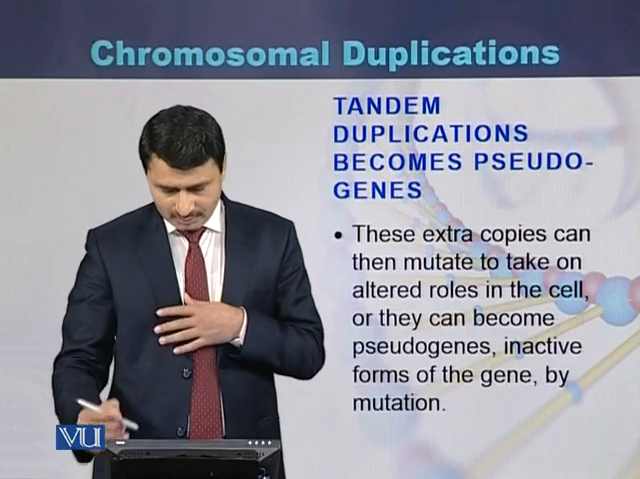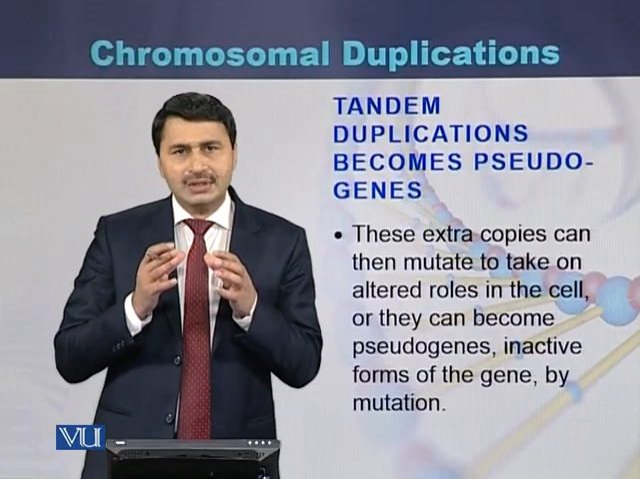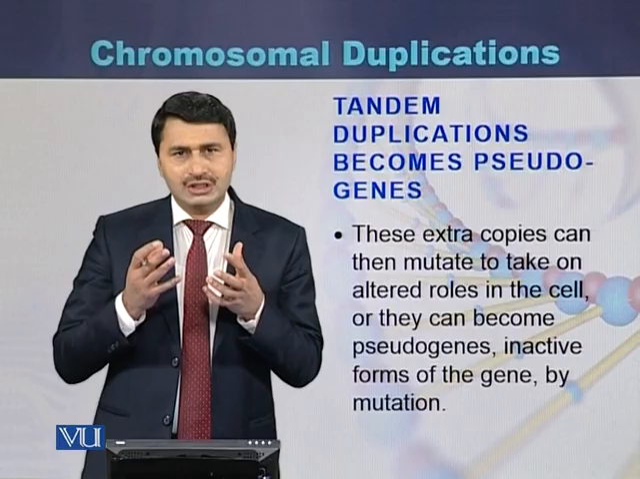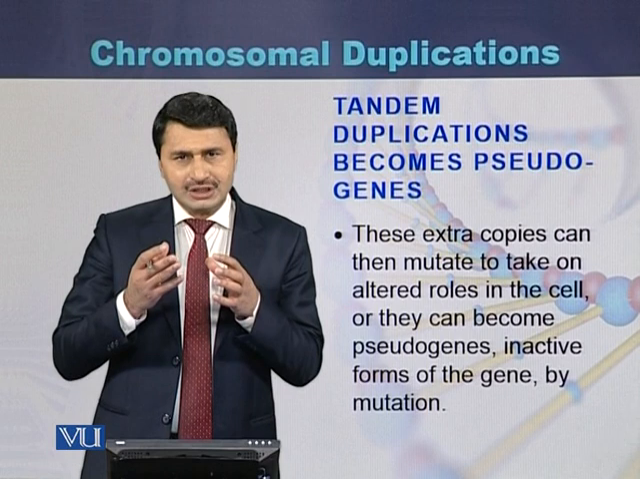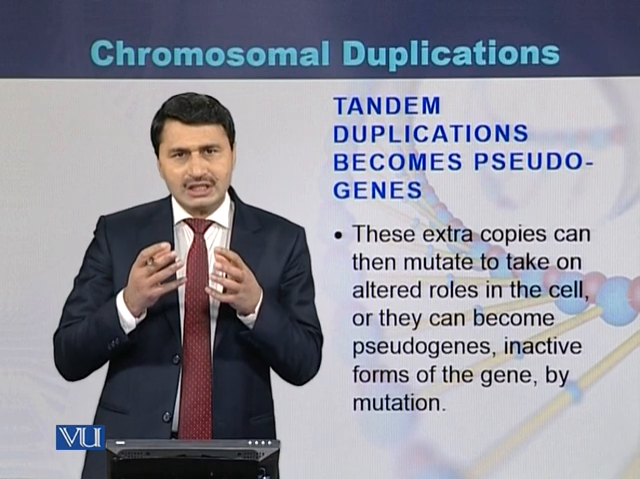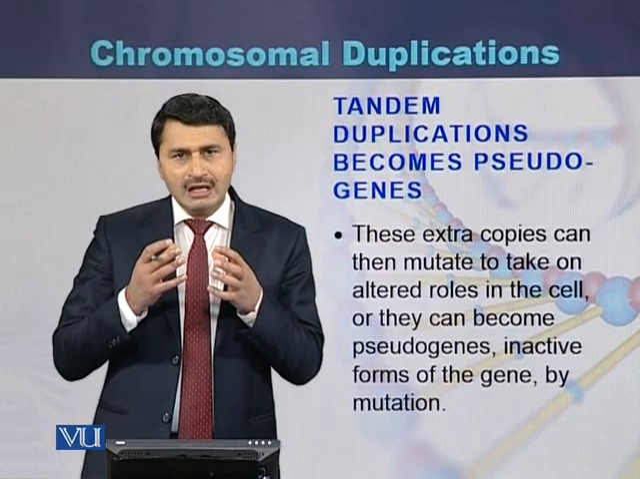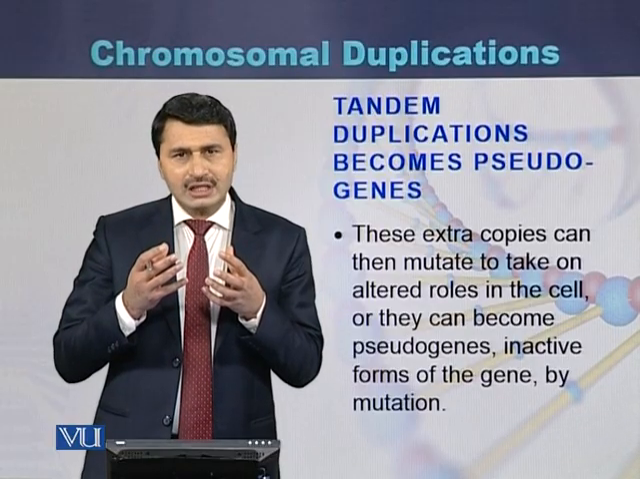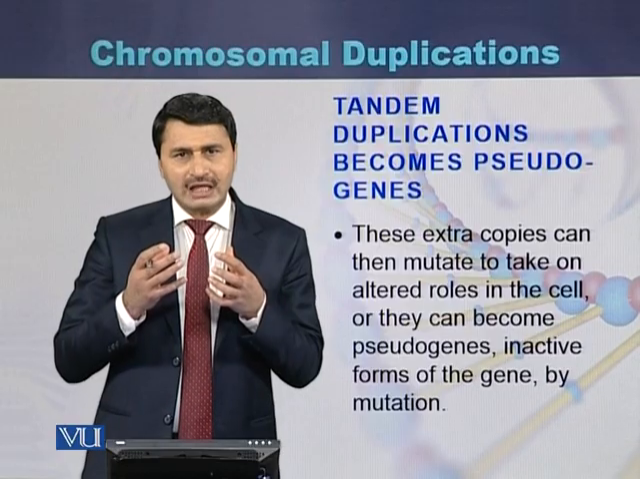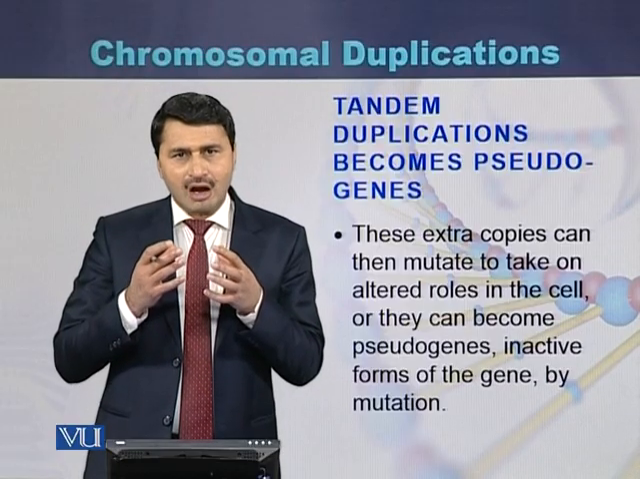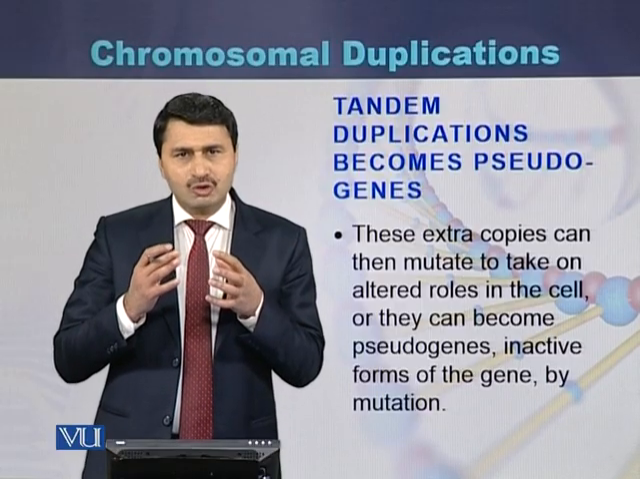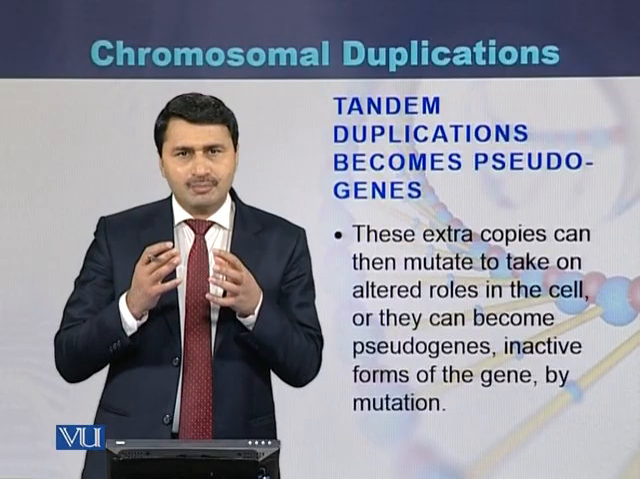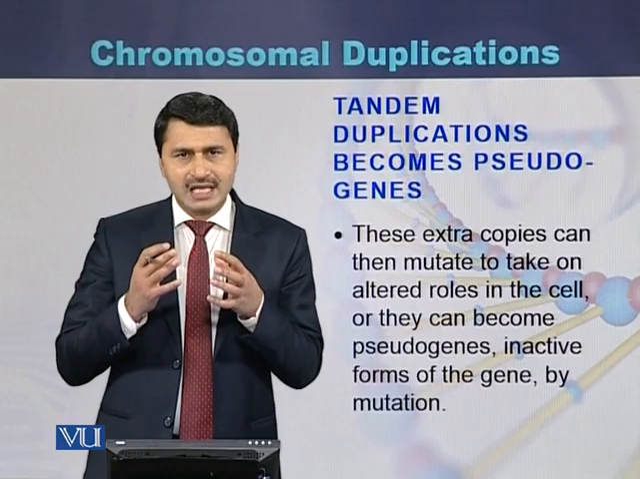Tandem duplication becomes pseudogenes. Sometimes the tandem duplication is of a particular gene, and if there is a mutation in that gene, that gene adopts a particular function in the chromosome. But most of the time, the duplicated regions or the duplicated genes are converted into pseudogenes. Pseudogenes are those genes which do not produce messenger RNA, or do not have any function, but are present in the genome.